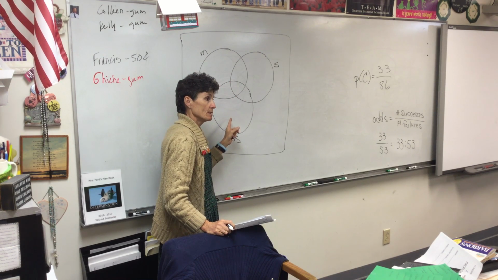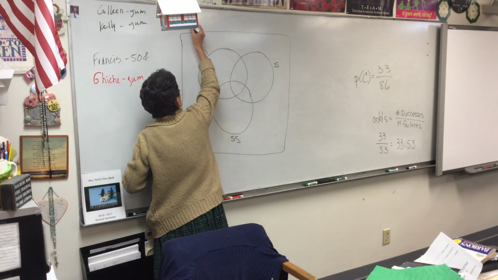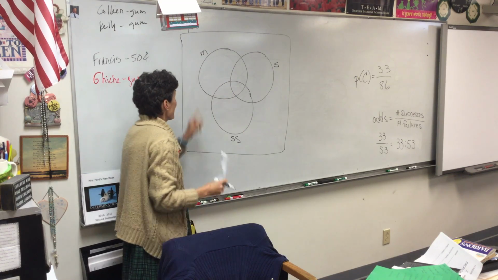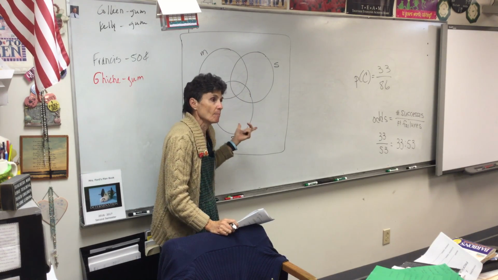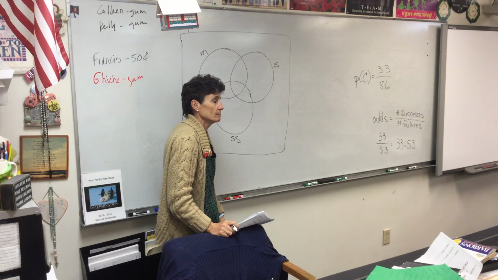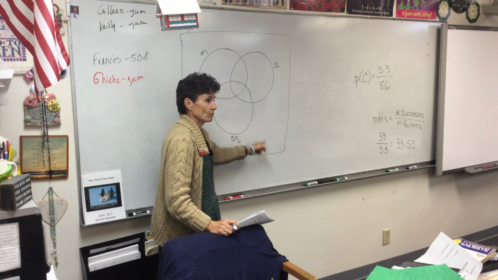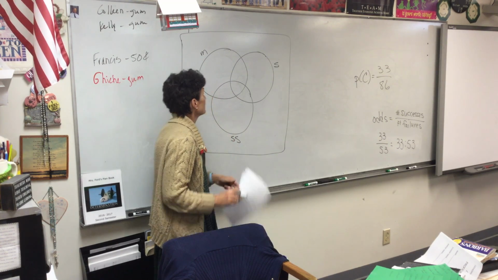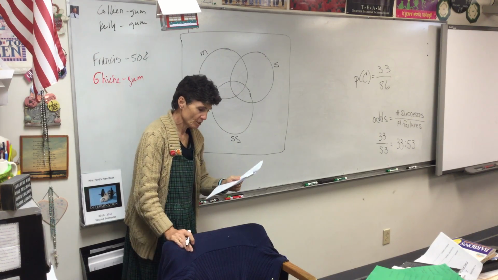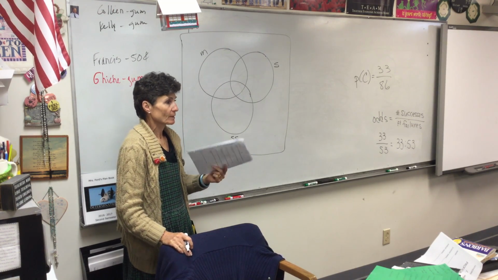But they're telling me there are 100 people in this box, and everybody likes something, at least one. So we're not gonna have any leftovers out here. All right, so here we go. What do you think? Where do you want to start putting numbers?